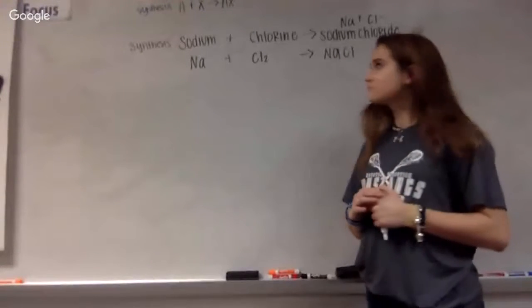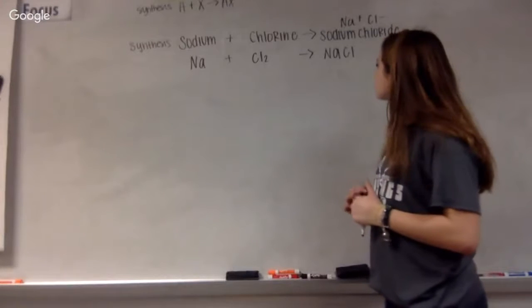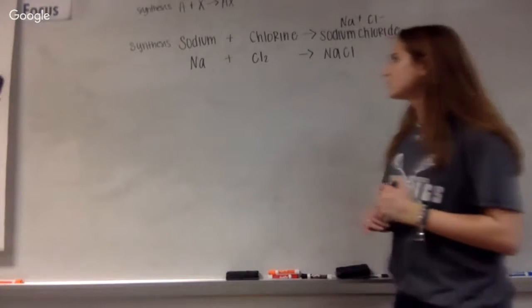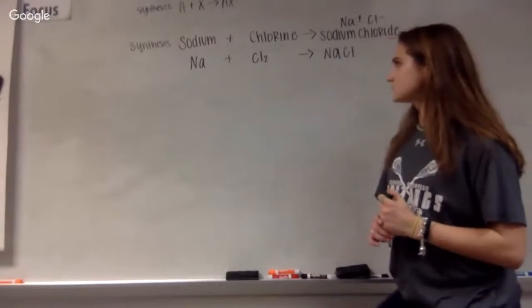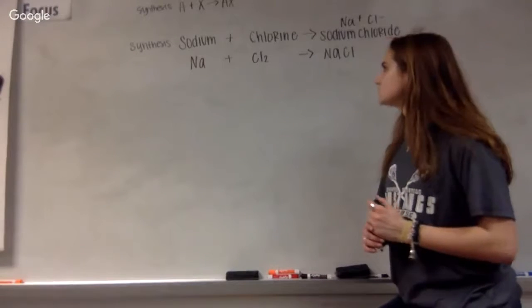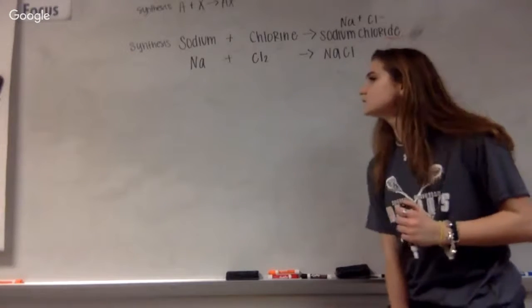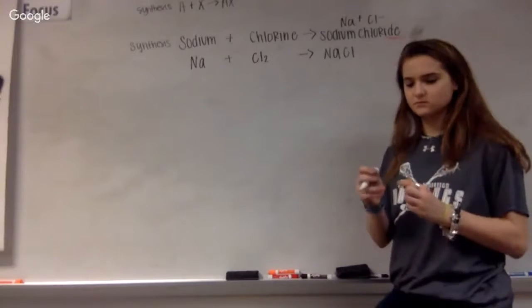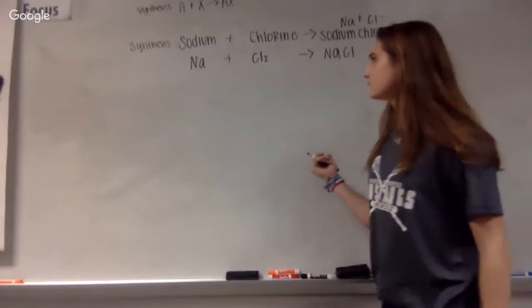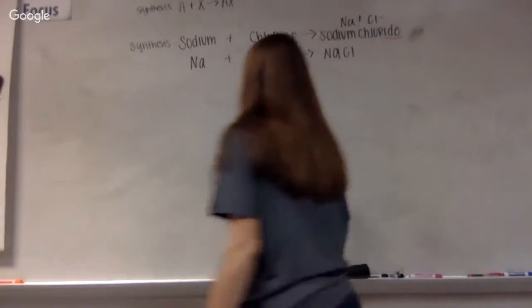Because if you take a look, don't we have one Na on one side and one Na on the other side? And that's good. But don't we have 2 Cls on the left-hand side and only 1 Cl on the right-hand side? So we have to use coefficients to balance off, right? So let's put a 2 in front of the NaCl on the right.